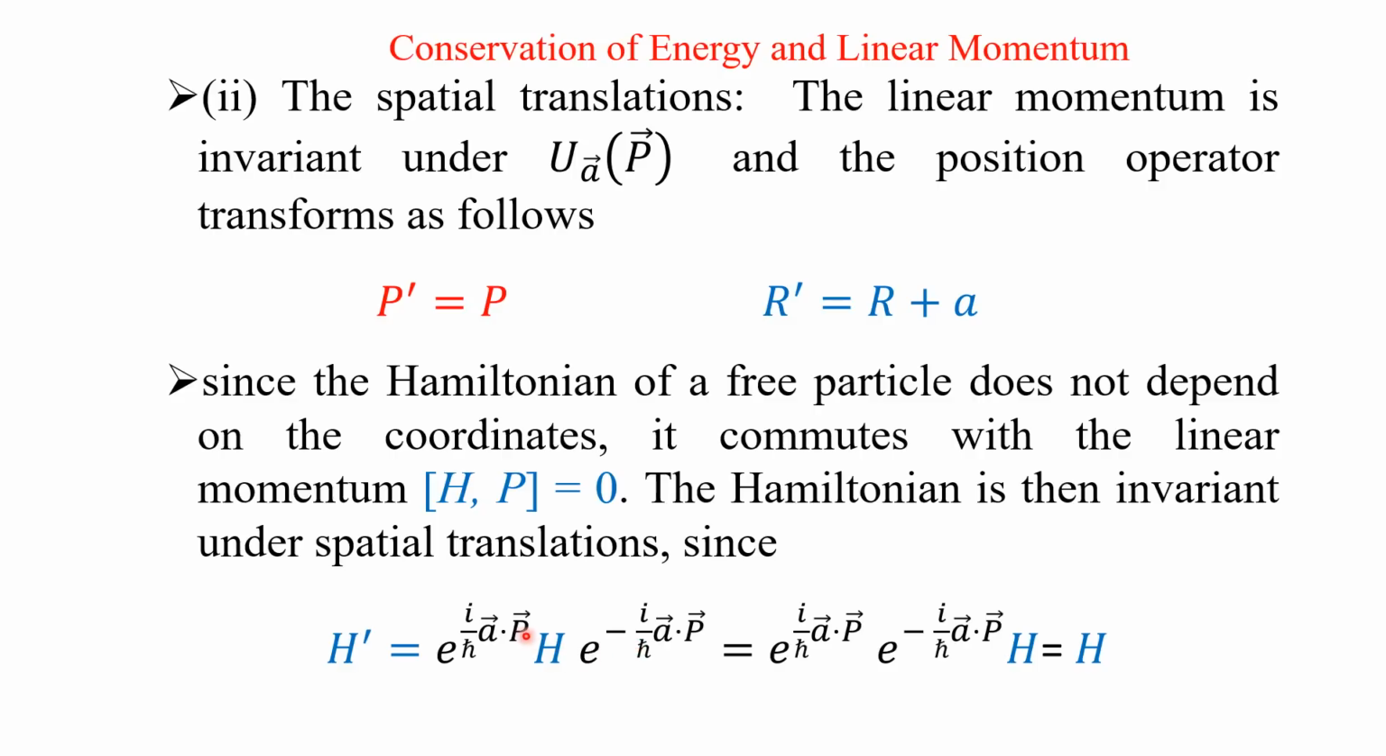Here you know very well that P and H commute. So you can change the order of the operators. So you take the H to the right hand side, then the multiplication of U and U dagger becomes 1. So naturally this will become H. So H prime will become H. That is, the Hamiltonian is invariant under the spatial translation.